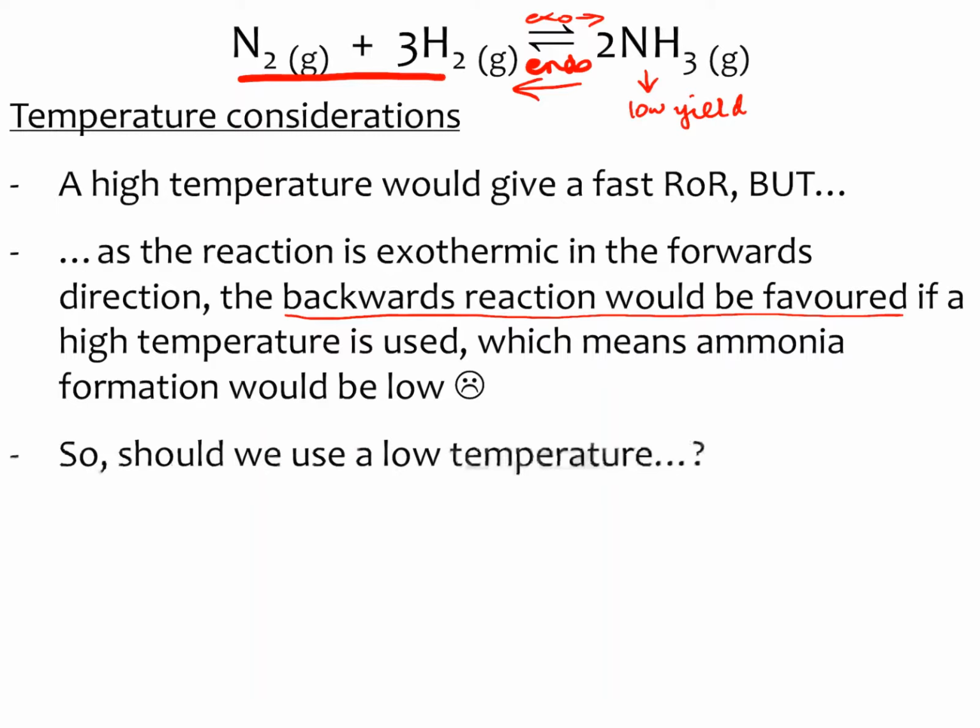We want to be able to sell ammonia. So we might consider using a low temperature. If we use a very, very low temperature, 0 degrees, it will favour the exothermic reaction, and that would give us a high yield of NH3. But we wouldn't choose a low temperature because that would give us a really, really slow rate of reaction. And although we might end up with a high yield at the end, we'd be waiting a very long time for it. So industry doesn't like rates of reaction being very slow.